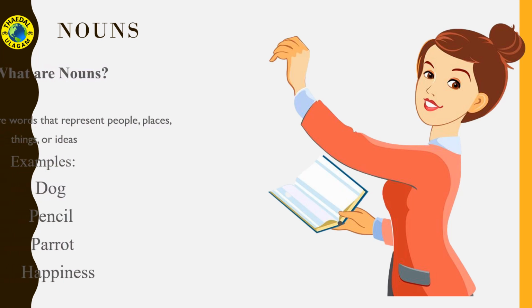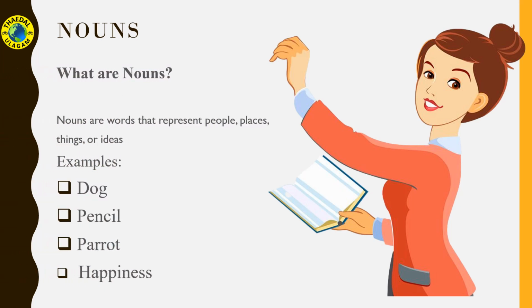What are nouns? Nouns are words that represent people, places, things, or ideas. A few examples of nouns are dog, pencil, parrot, and happiness.